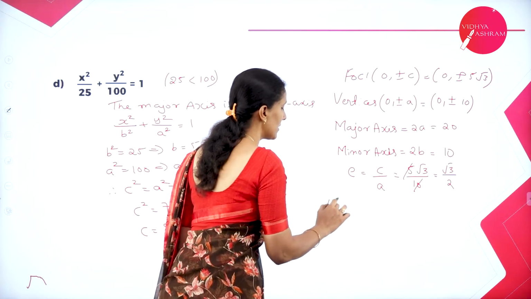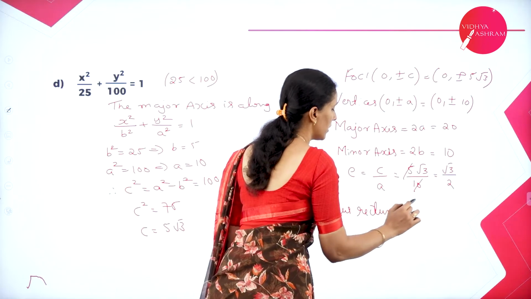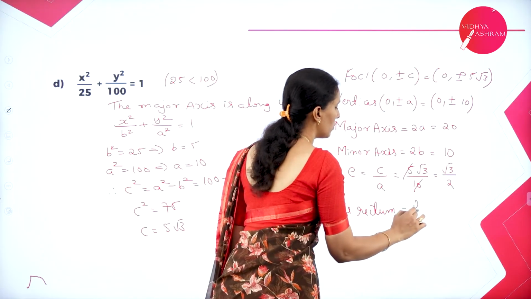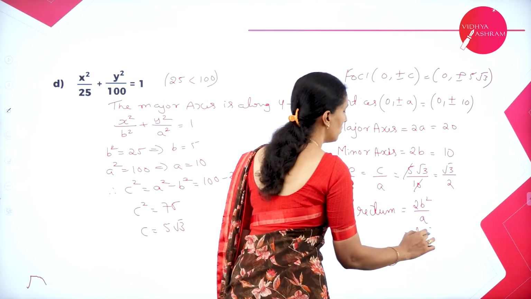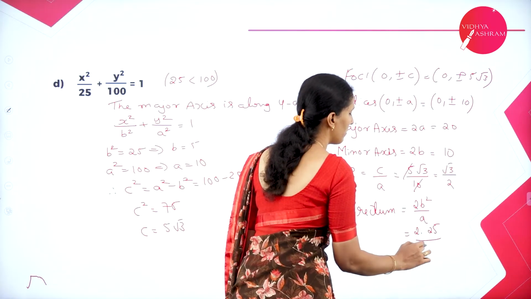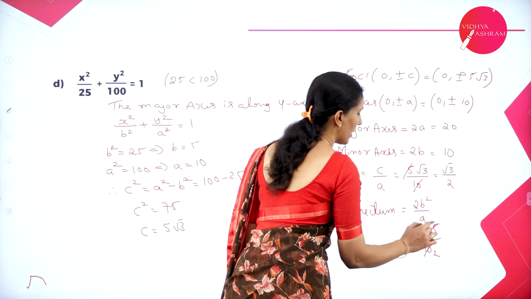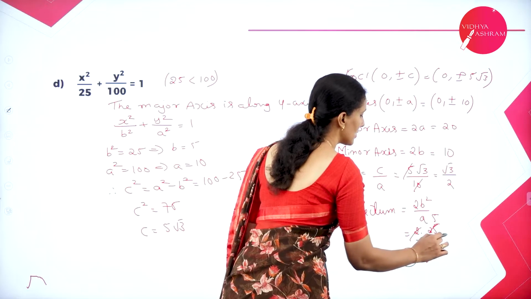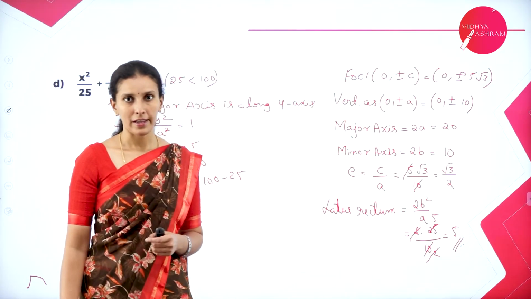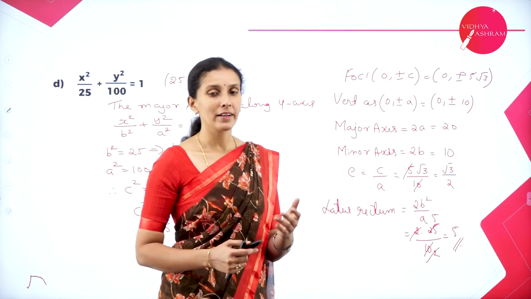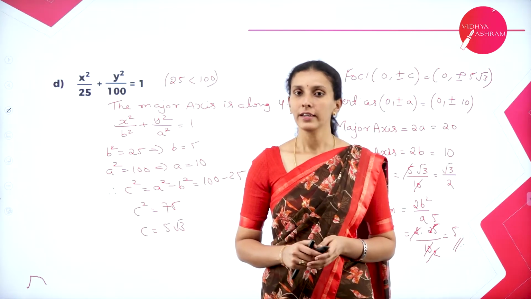Next, we have latus rectum. Latus rectum is equal to 2b square by a, which is 2 into 25 divided by 10. So we can cancel 5 2s are, 5 5s are, 2 and 2 cancels, we get 5. So the length of latus rectum is 5. So like this, by recognizing the major axis, we can write the characteristics of the ellipse.